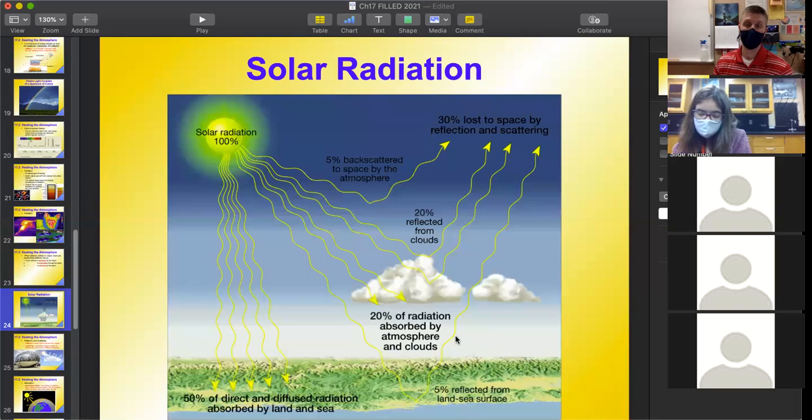I couldn't feel how hot it was, but it was pretty awful. And then some of it's reflected. This is one of the ways that clouds affect global temperatures and local temperatures, because they reflect sunlight and that energy back into space.